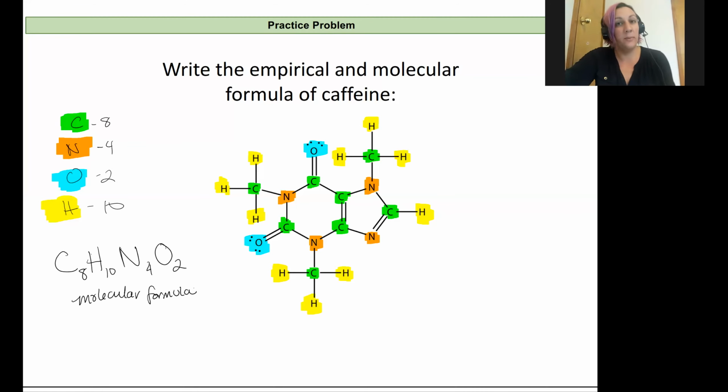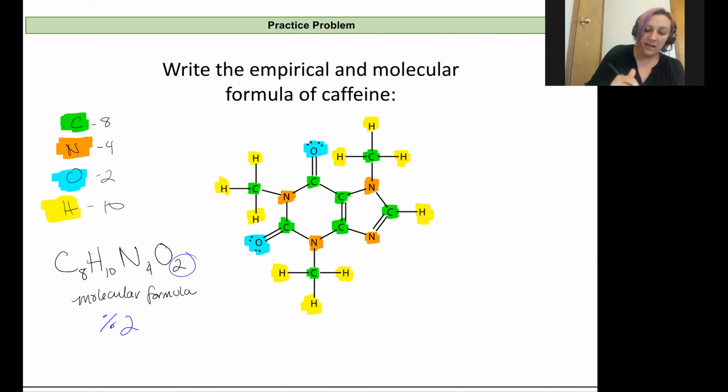So now the question for my empirical formula is, what are the smallest whole numbers that represent this ratio? I'm going to look for my smallest number and divide by that. So it's oxygen, right? I'm going to divide everything by 2 because for oxygen, I have 2. That'll make oxygen 1. I can't have less than 1 atom, right? I can't slice it in half. So I always need to make sure that I'm representing my chemical formulas with whole numbers.